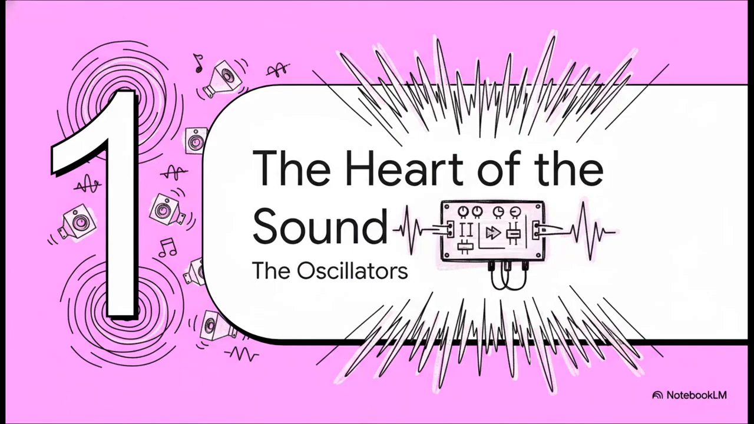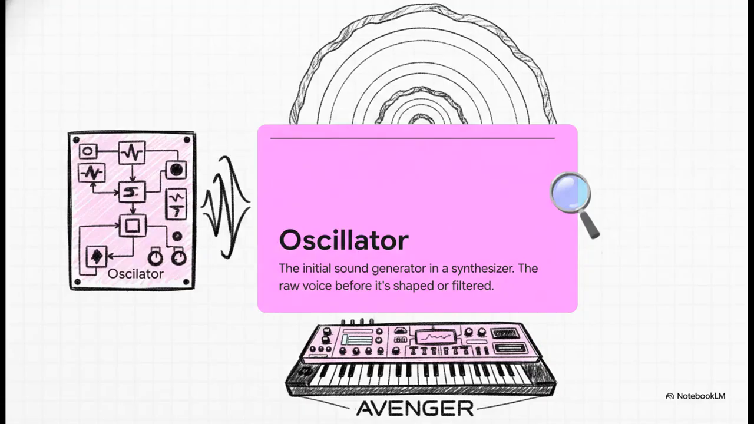So to really get a grip on what makes Avenger tick, we've got to start right at the beginning, the source of all the sound. And that, of course, is the oscillators. So, an oscillator is what creates that basic, raw sound wave. It's like the voice of the synth before you do anything else to it. And Avenger, well, it gives you an absolutely insane number of ways to create that initial voice.